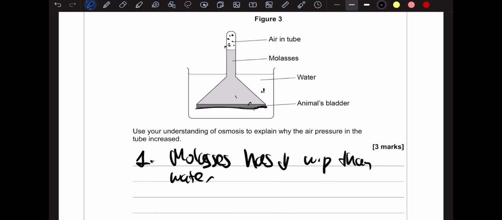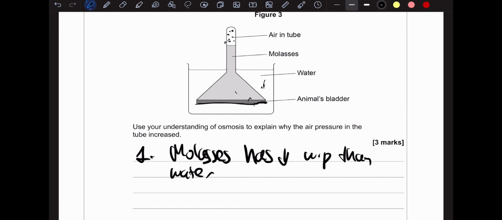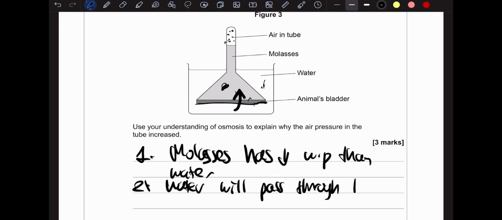Than water. Okay, so when you have something here that has a higher water potential and you have molasses with a low water potential, what's going to happen? Well, water's going to want to try and come inside, right? By the laws of osmosis, it's going to pass through this partially permeable membrane and go to the lower water potential. So water will pass through the bladder, right? And this is going to be into the tube.